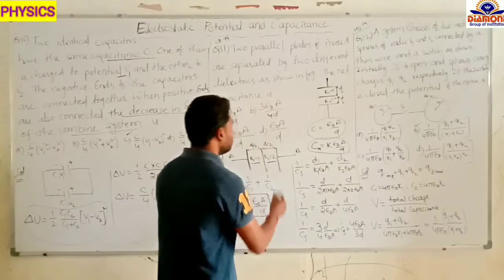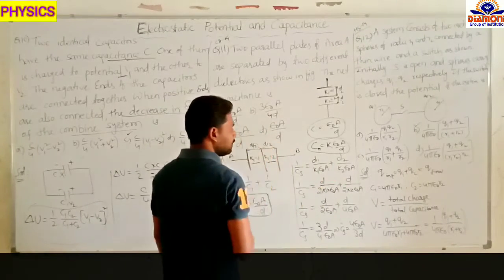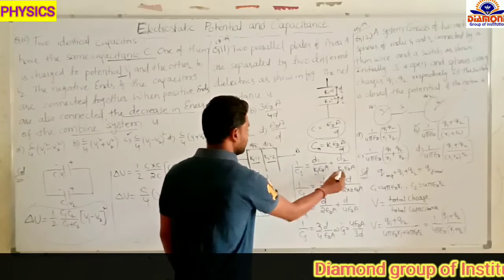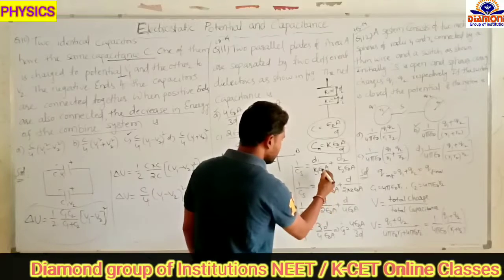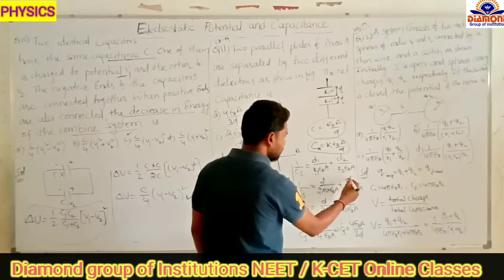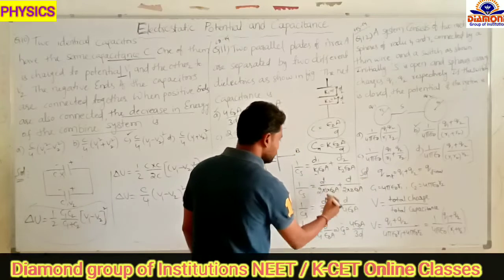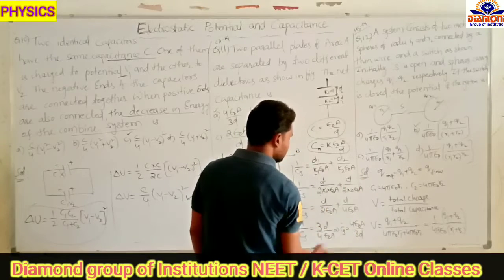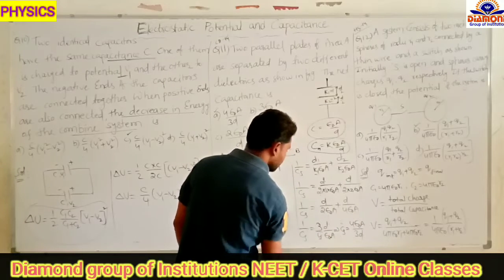D1 value is nothing but D by 2, and the D2 value is also D by 2. K1 value is 1, K2 value is 2. Substitute here: D by 2 into K1 value 1, epsilon naught A, plus D by 2 into K2 value 2, epsilon naught A. So this is D by 2 epsilon naught A plus D by 4 epsilon naught A. Doing the LCM, we will get 3D by 4 epsilon naught A.